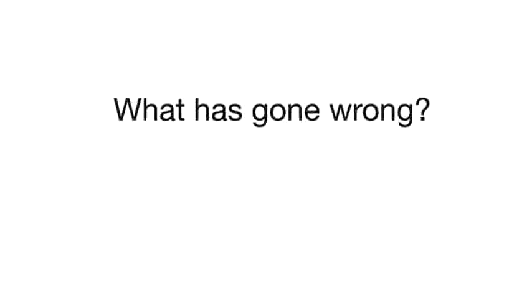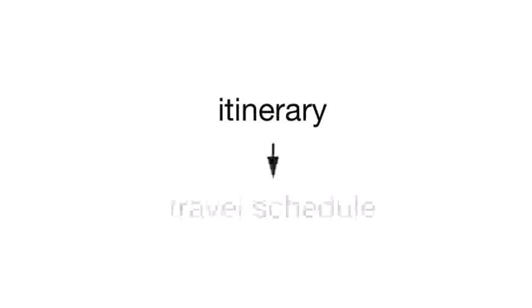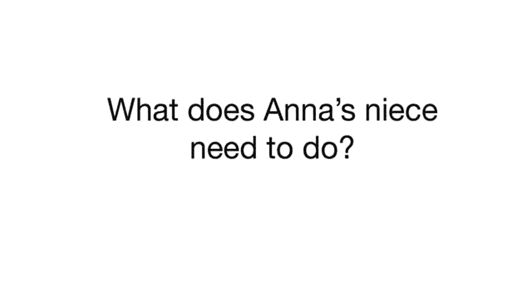Oh dear, what has gone wrong? I think Anna's niece needs some help, don't you? Let's see again what the problem is. It's my niece. She's at the airport. She's on her way to Japan. She said the travel agent gave her the wrong itinerary. The itinerary is the problem. Anna's niece has been given the wrong itinerary. An itinerary is a travel schedule. It's a bit like a timetable for your holiday. So what does Anna's niece need to do?